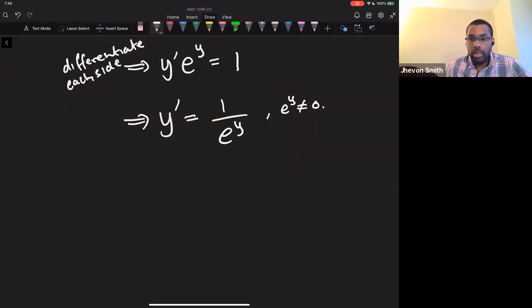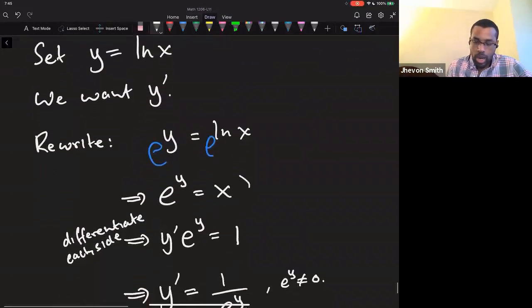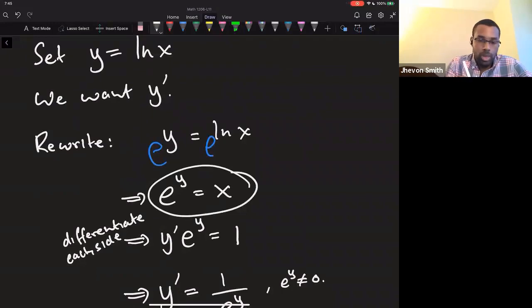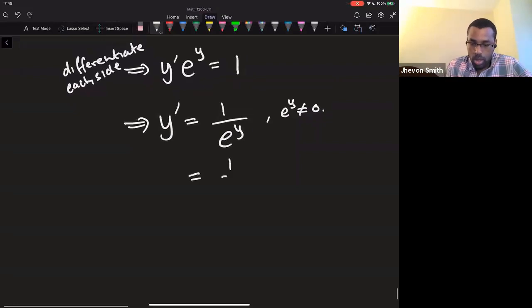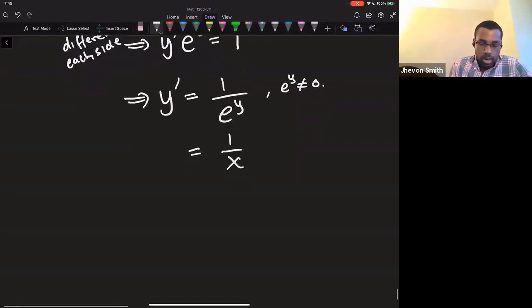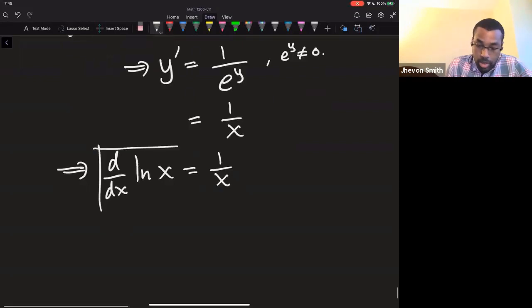And so we have that. But we realized that our e to the y was actually x. So this is just 1 over x. In other words, the derivative of ln of x is 1 over x. And yeah, this is just something that we know now.